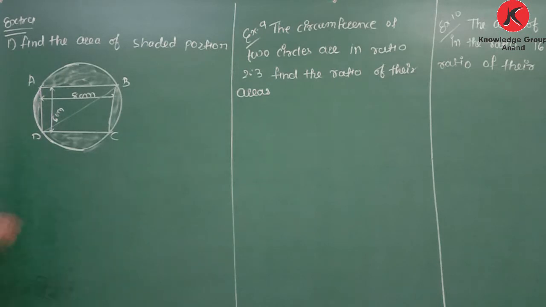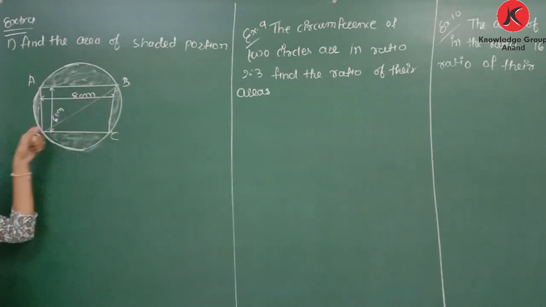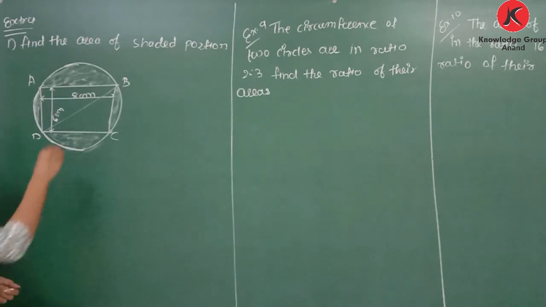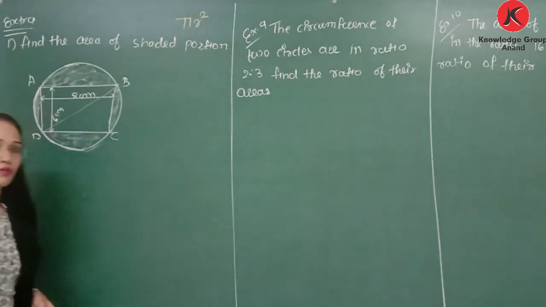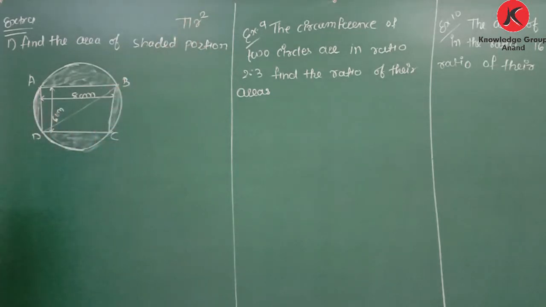So how can we find this remaining area? If we find the whole area of the circle and the area of the rectangle, and perform the subtraction, then we will get the remaining area. But to find the area of a circle, what is the equation? That is pi r square. It means to find the area we need a radius. So what will be the radius for this circle?